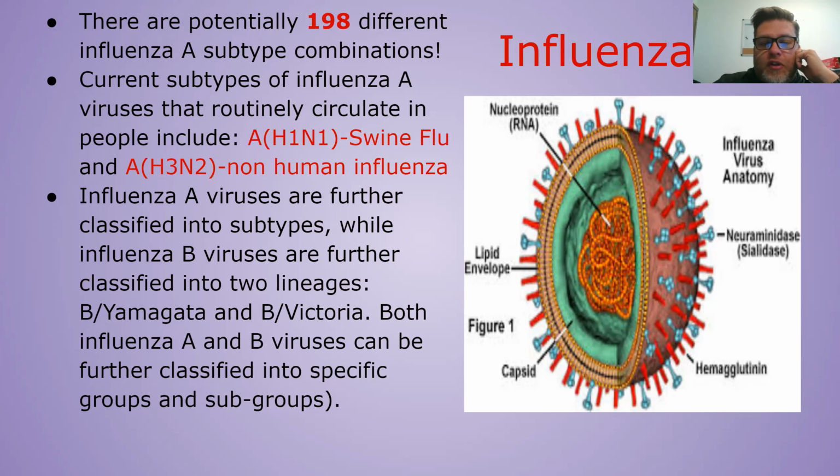Influenza A viruses are further classified into subtypes. So you have classification and we have the subtype. Now, B's are different. B's are classified into lineages, and we have two lineages for B. One is known as Yamagata, and the other is known as B Victoria. So remember, B's are divided into lineages, not subtypes. Both influenza A and B can be further classified into specific groups and or subgroups.